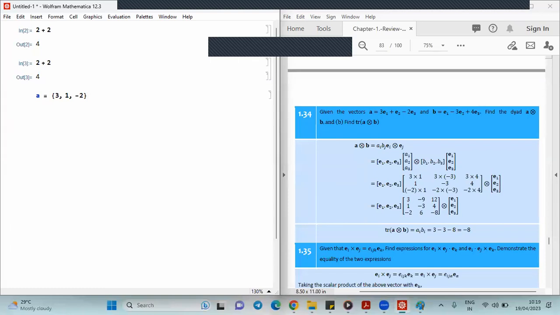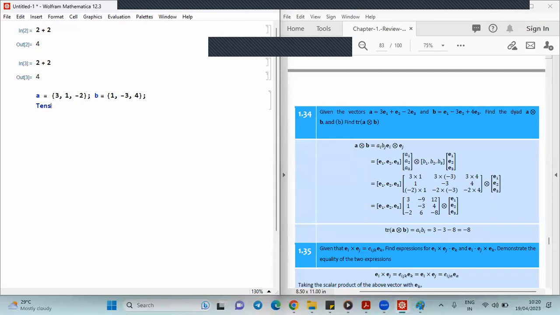I want to represent B now. So I put a semicolon. Anytime you put a semicolon, it will not print the output of that line. So B is equal to 1, minus 3, plus 4, like that. Another semicolon. I have told Mathematica what A is and what B is. Now I want to find the tensor product between them, the dyad between them. So we just say tensor product.